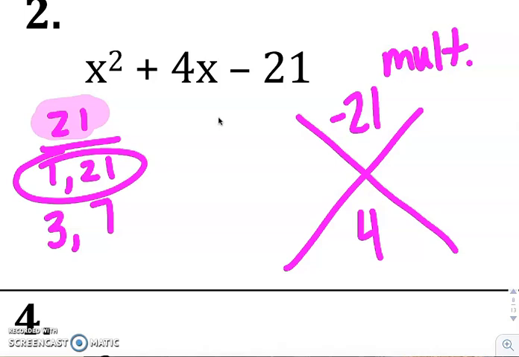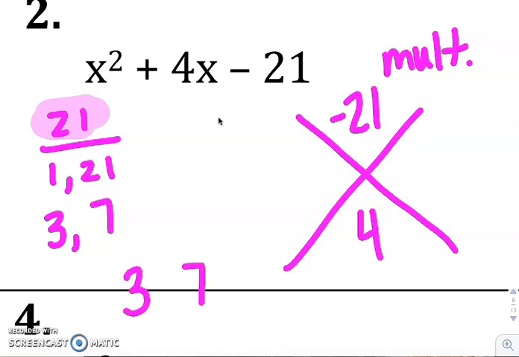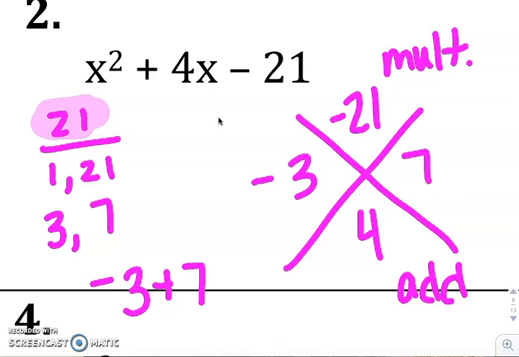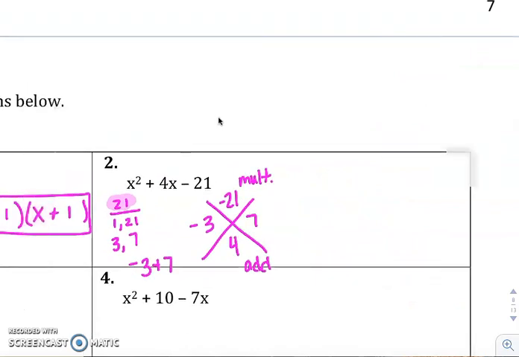So 1 and 21, there's no way adding or subtracting them we're going to be able to get to 4. But if we use 3 and 7, and we're trying to add to get that bottom number, if we do positive 7 and negative 3, that gives us the 4. Negative 3 plus 7 gets you 4. Negative 3 times 7 gets you that negative 21. And then you're going to take those values, and that's what goes in the parentheses with your x.